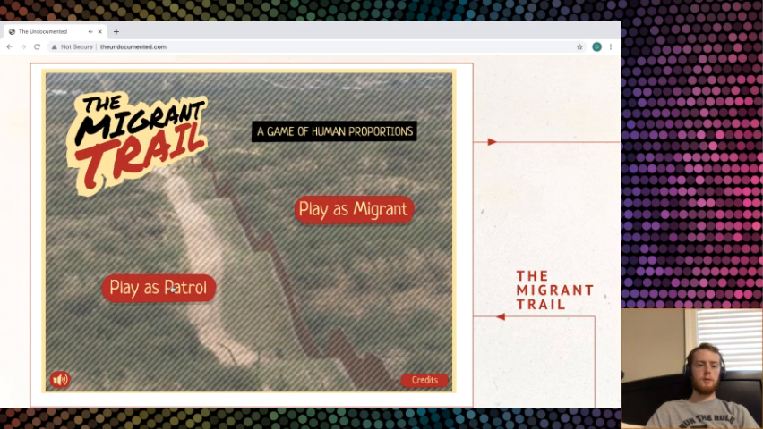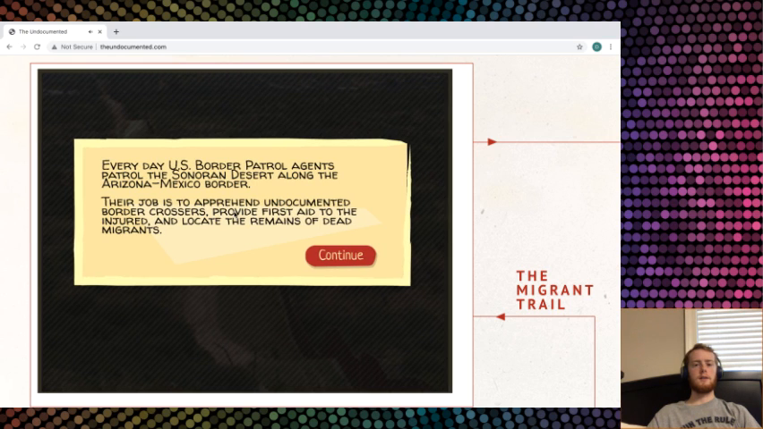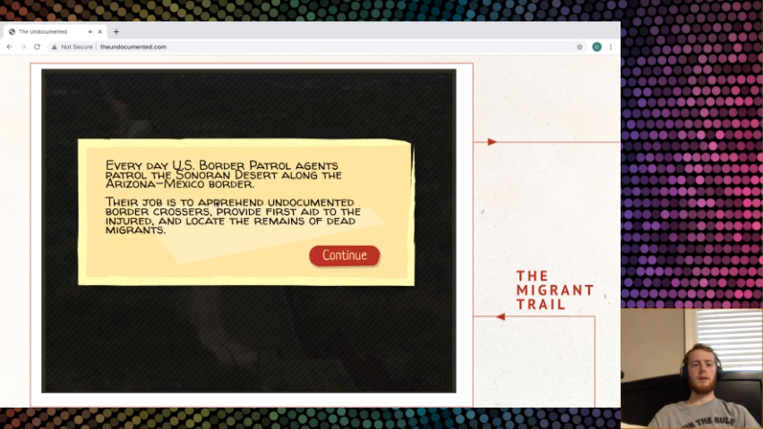So let's play as the patrol now to kind of learn about their perspective. Every day, U.S. Border Patrol agents patrol the Sonoran Desert along the Arizona-Mexico border. Their job is to apprehend undocumented border crossers, provide first aid to the injured, and locate the remains of the dead migrants. Okay, so there's a lot of jobs here. We want to save the migrants as well as apprehend them, or apprehend undocumented border crossers.